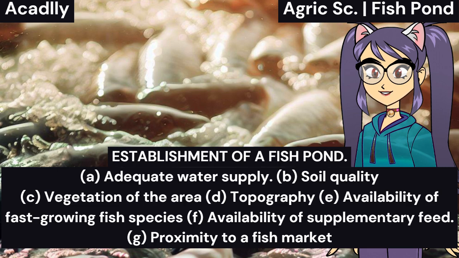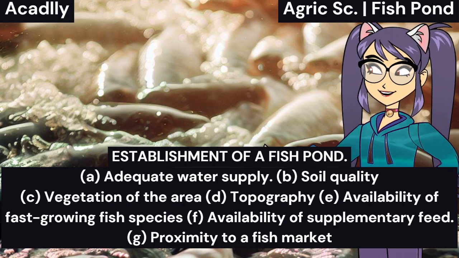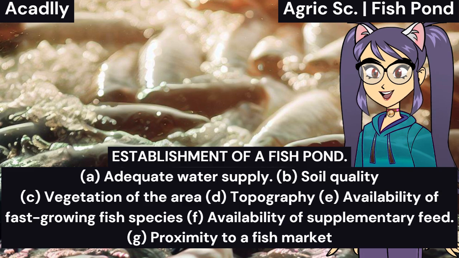Vegetation of the area. Topography. Choosing a location that allows for cost-effective construction and sufficient water impoundment. Availability of fast-growing fish species. Availability of supplementary feed. Proximity to a fish market for easy sale and transportation of harvested fish.